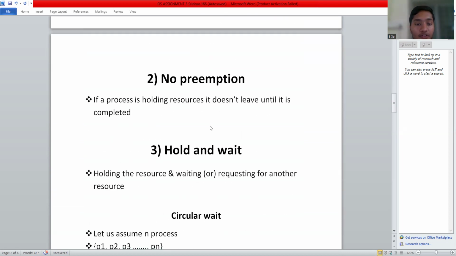No preemption. If a process is holding resources, it doesn't leave them until it's completed. For example, let us take the processes P1 and P2 and the resources R1 and R2. P1 is holding the resource R1, and P2 is holding the resource R2. But P1 is requesting the resource R2, and P2 is requesting the resource R1.